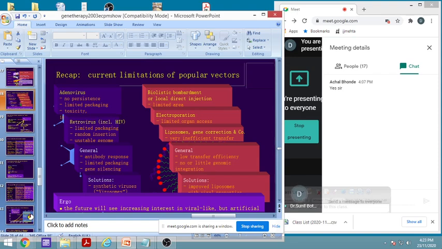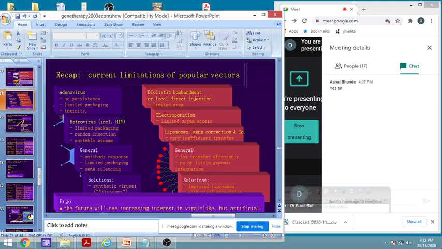Synthetic viruses means, as I told you earlier also, people are thinking that even this COVID is a synthetic virus, meaning it is synthesized in a laboratory. So similarly, synthetic viruses can be there. Then there are biologic bombardment, local direct injections, electroporation, and liposomes of this direct or naked DNA. We can have these various techniques.